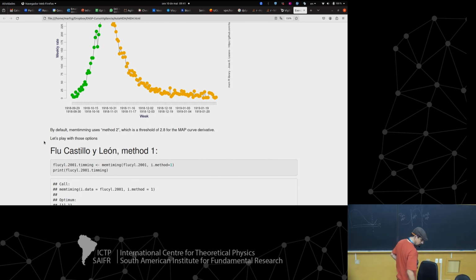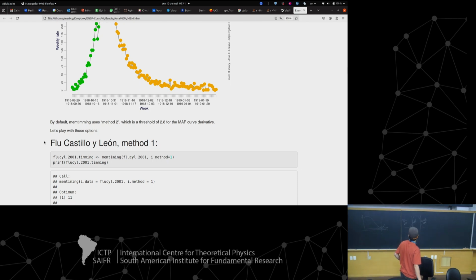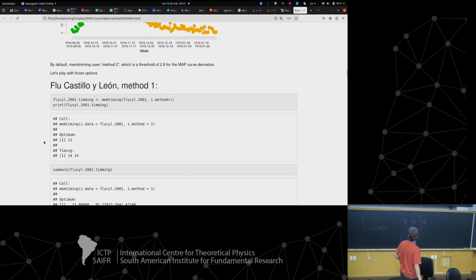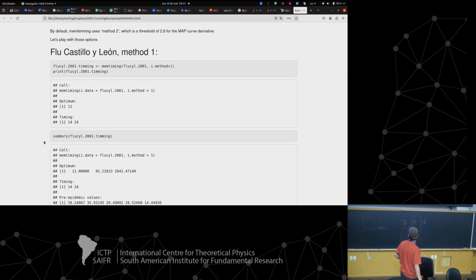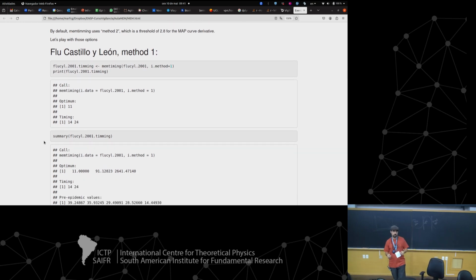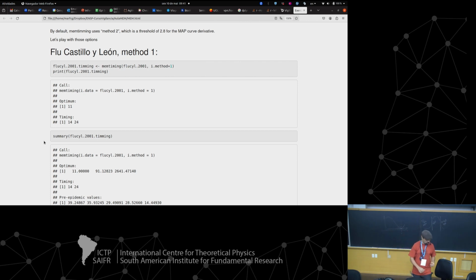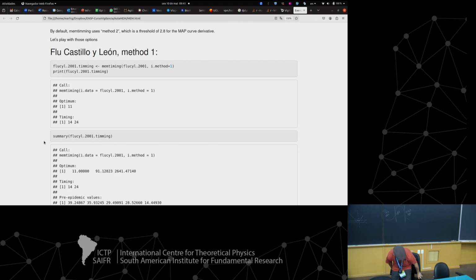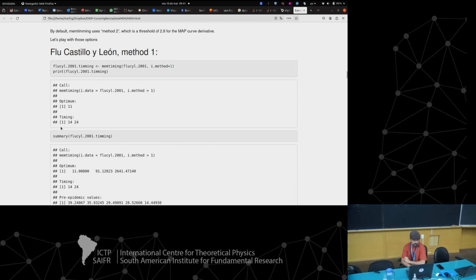And for that particular data, this is not at all good enough. Now, let's see how things change and how we implement changes in that function. The function mem timing accepts several possible parameters. One of those is the method that you want to use for calculating that first estimation, that first rough approximation of what is pre-epi and post.